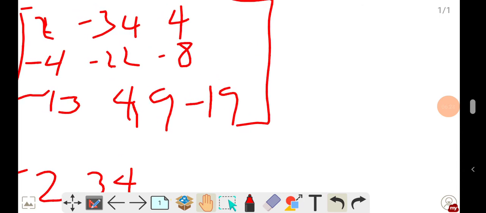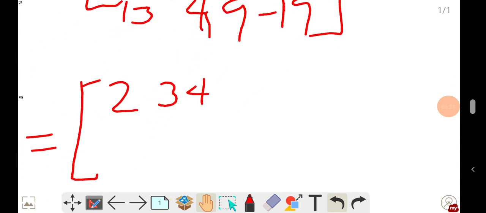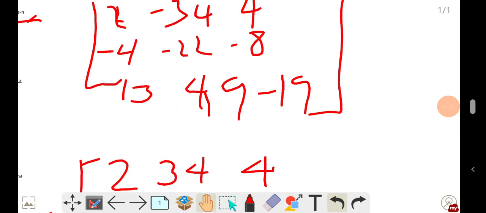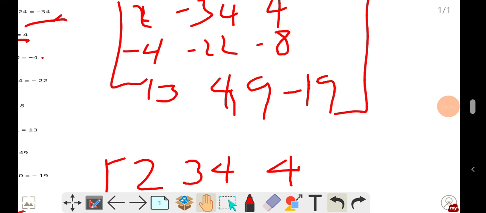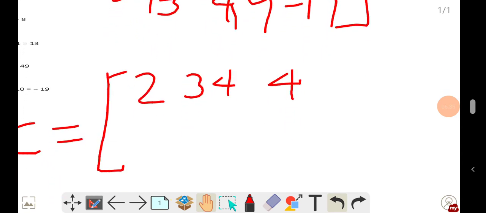Okay, the next one, 4 as it is will be taken. And again, I will take negative of the next number. The next number is negative 4 here, as you see. So negative 4 will be negated, which will be 4. This is the cofactor, imagine.